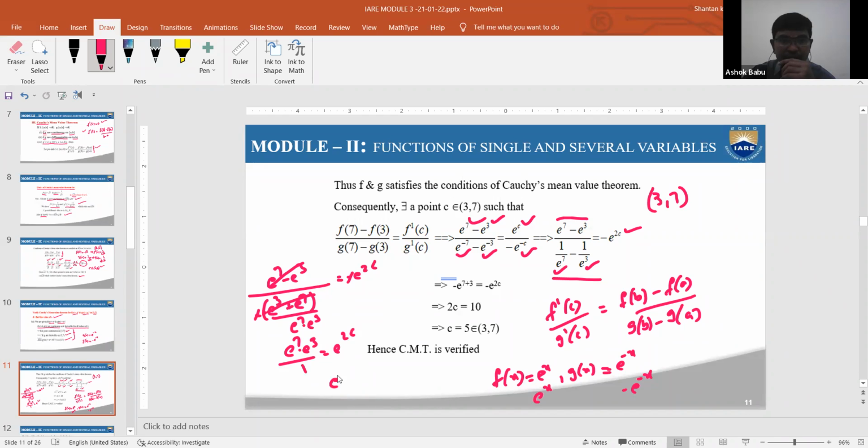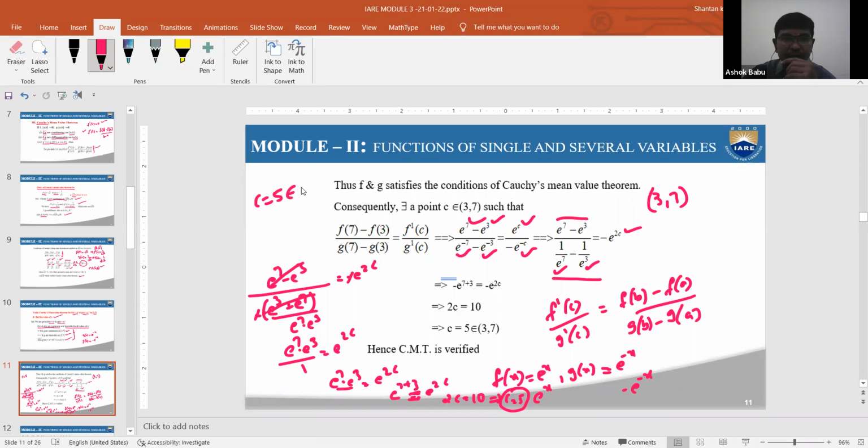And here e power of 7 into e power of 3 is equal to e power of 2c. The bases are the same, and in the middle it is a product, therefore the powers will be added. That is e power of 7 plus 3 is equal to e power of 2c. The bases are the same and both sides are equal, therefore we compare the powers. Therefore 2c is equal to 10, which is nothing but c is equal to 5. Finally, we obtain that the value of c is 5.